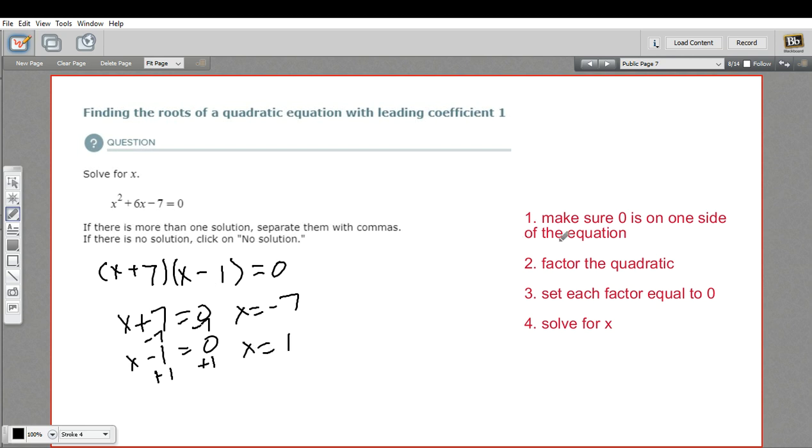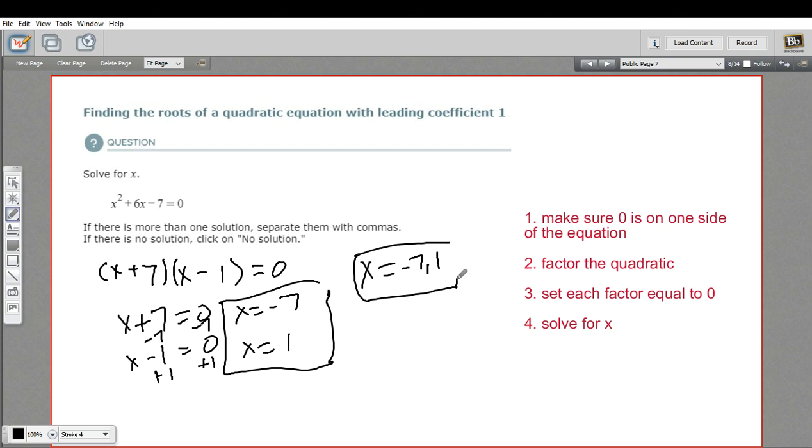So the steps there: make sure your quadratic is set to 0, factor it, set each factor equal to 0, and then solve each of those factors for x, and that's what you get. In this case, it says if there's more than one solution, separate them with commas. So I would probably turn in my solution like this: x equals negative 7, comma 1. So that is how to find the roots of a quadratic equation or to solve a quadratic equation for x.